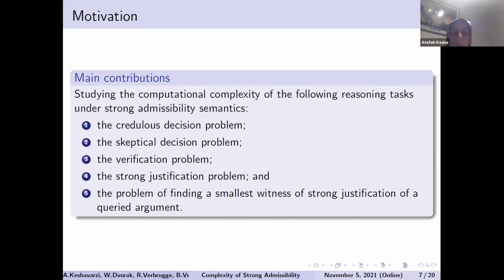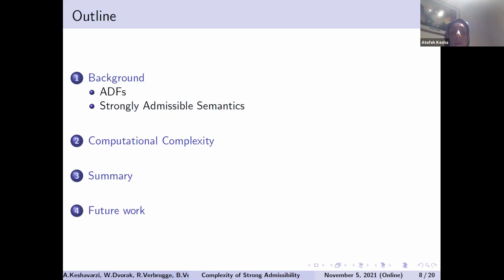In the following, first, I present background about ADFs, and I explain the notion of strongly admissible semantics for ADFs. Then I go to the main part of our work, in which we present the reasoning task problems, and we analyze their computational complexity.